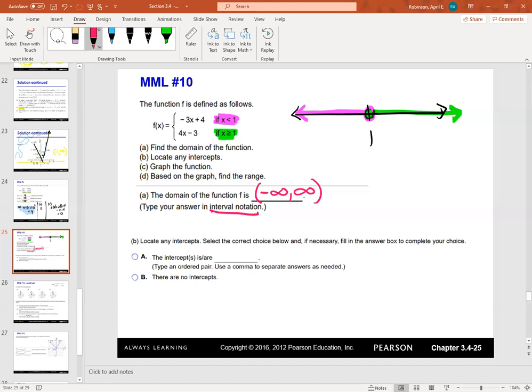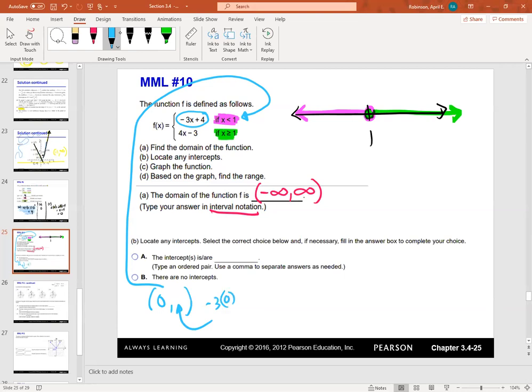Then it says locate any intercepts, select the correct choice below. Okay, well, y-intercepts are when x is zero. So which one of these contains x is zero? That would be this one. Zero is less than one. Zero is not greater than or equal to one. So I would have to use this function to find the y-coordinate. So to find the y-intercept here, I would take negative 3 times the 0 plus 4, which is 0 plus 4, which is 4.